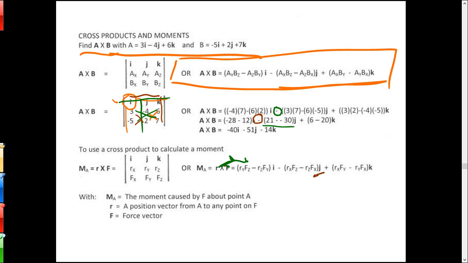All right, collect terms, and there's A crossed with B right there. It's negative 40i minus 51j minus 14k. Okay? So that's how that goes.